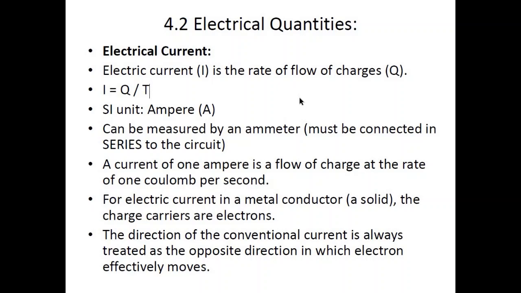It can be measured using an ammeter, which must be connected in series to the circuit. You'll get to understand the idea of what series and parallel are in a while. A current of 1 ampere is a flow of charge at the rate of 1 coulomb per second. So if 1 coulomb of charge is passing through a circuit every second, then we say that circuit has a current of about 1 ampere. For the electrical current in a metal conductor, the charge carriers are electrons. The direction of the conventional current is always treated as opposite to the direction in which electrons move.